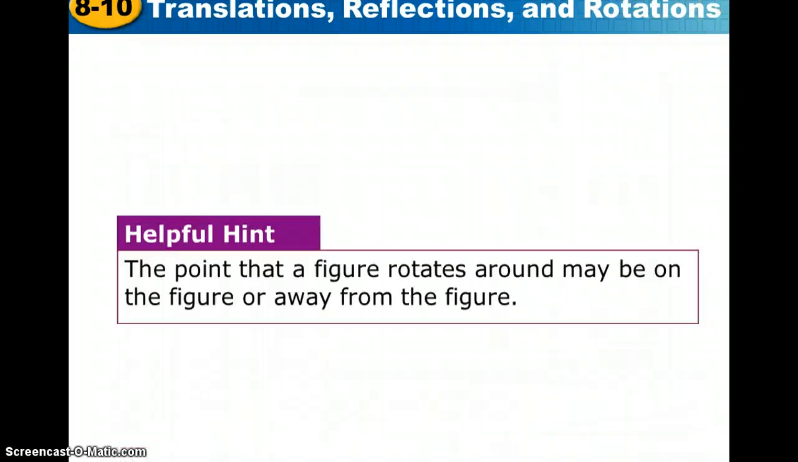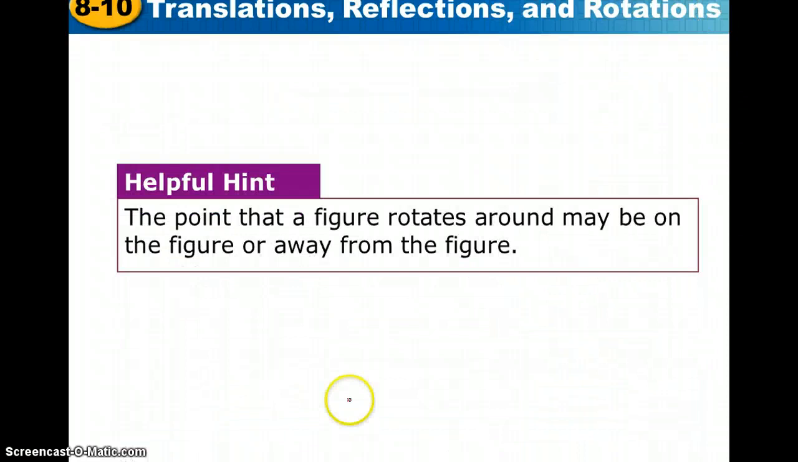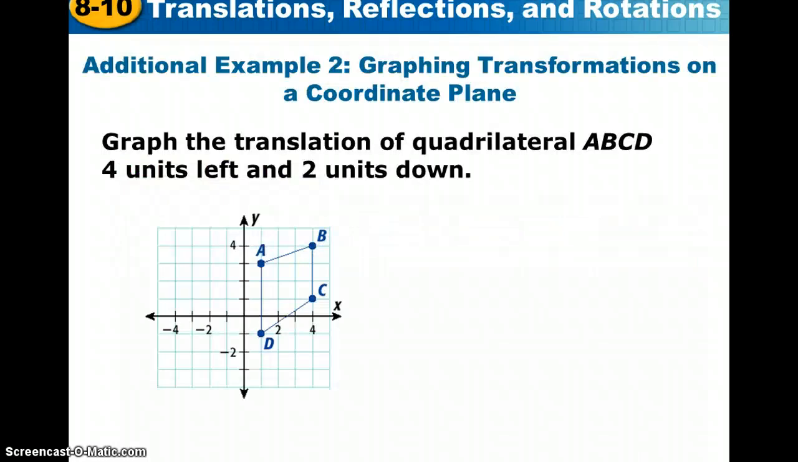So next page. A point that a figure rotates around can be any place on the figure or away from the figure. We'll see examples of those later on. Okay, so now let's graph something. We want to take quadrilateral ABCD and move it 4 units to the left and then 2 units down. So I'm going to choose a point and do that to each point.